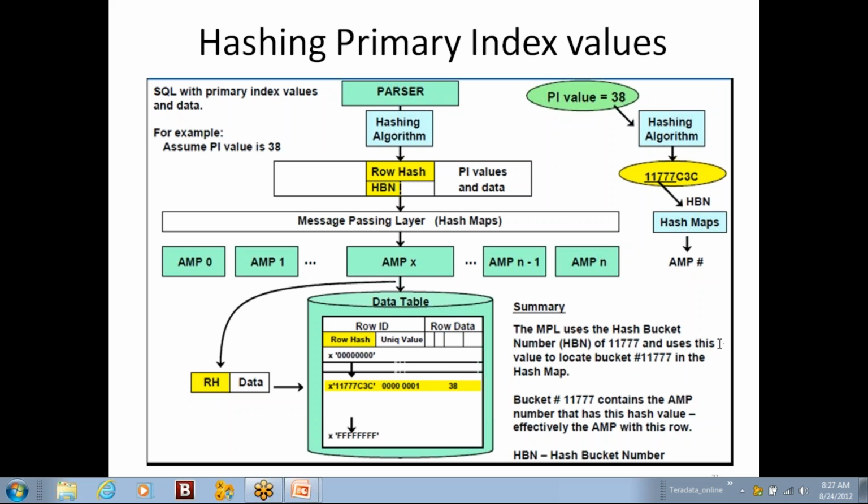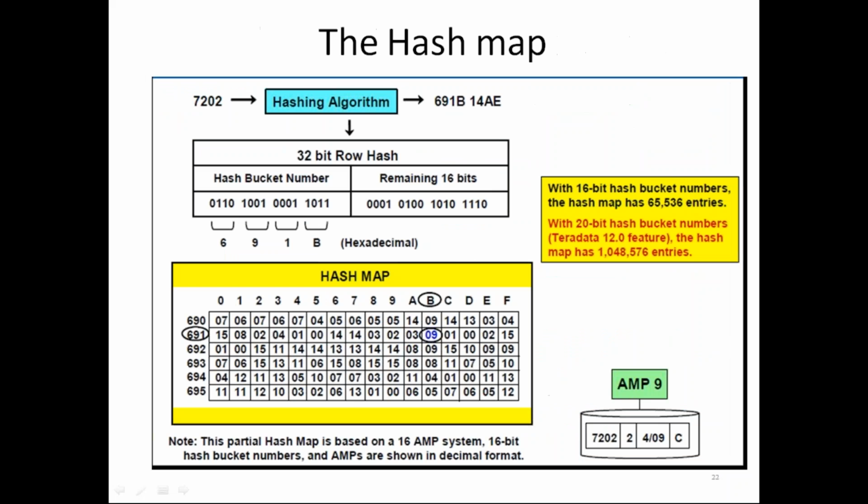Manohar, if we add a new node or increase the number of AMPs in the system, what happens to the existing system? Let's say here in the diagram, AMP9 has 1 million records. Will it redistribute, or how does it work actually?